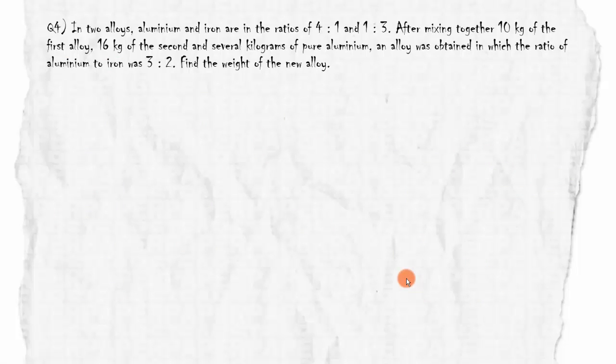Let us move to our fourth question. In two alloys, aluminum and iron are in the ratio 4:1 and 1:3. So aluminum by iron is 4:1. That will mean aluminum by total, what will be the value? 4 out of 5, right? 1 is iron, 4 is aluminum. That is, out of total 5, 4 is aluminum.